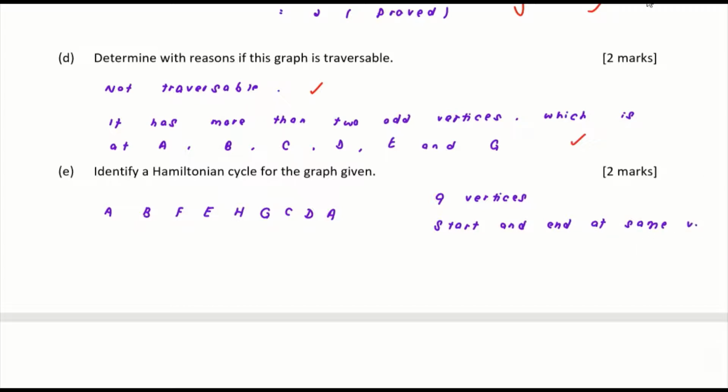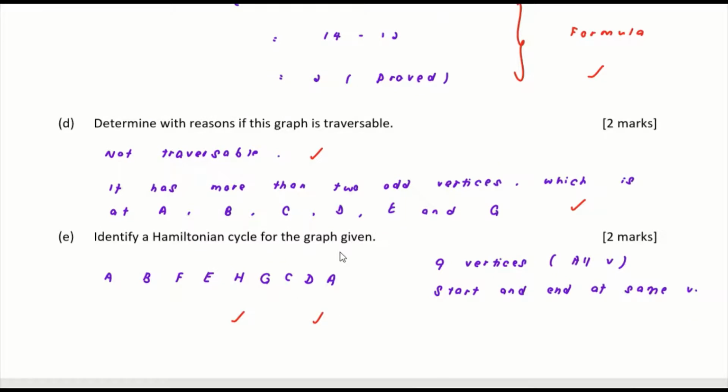So you pass through all the vertices, and by having this, you have your answer, 2 marks here. When you are able to pass through every vertex without repeating any of them, you get 1 mark. Start and end at the same vertex, you get your second mark. So that's basically question 1.